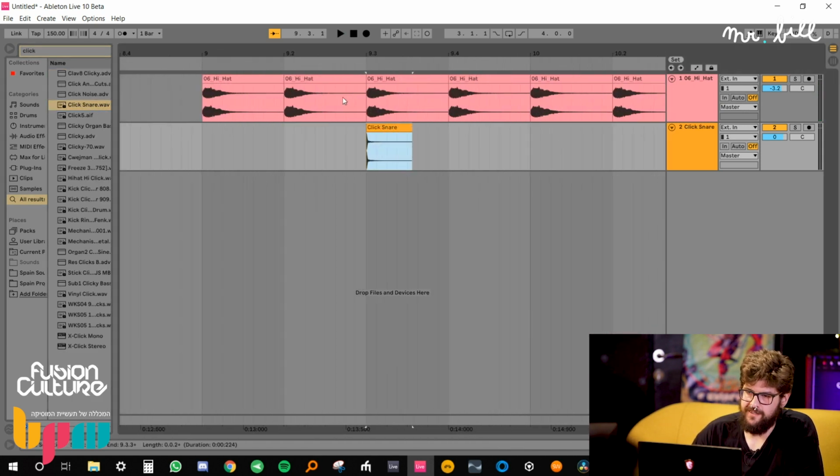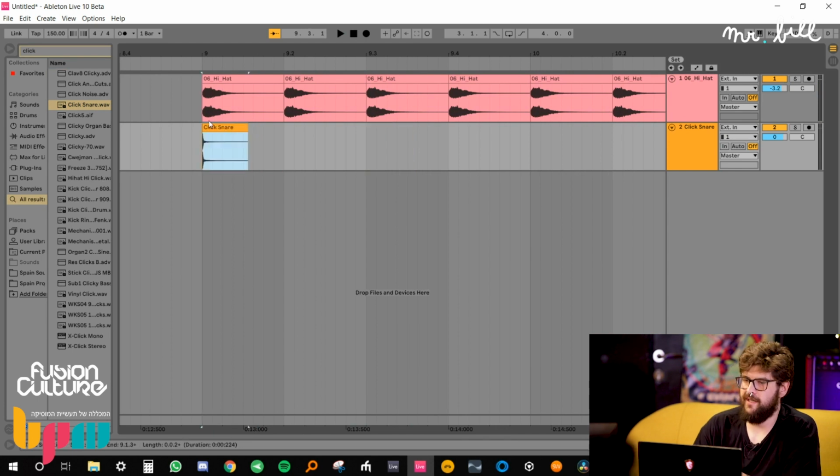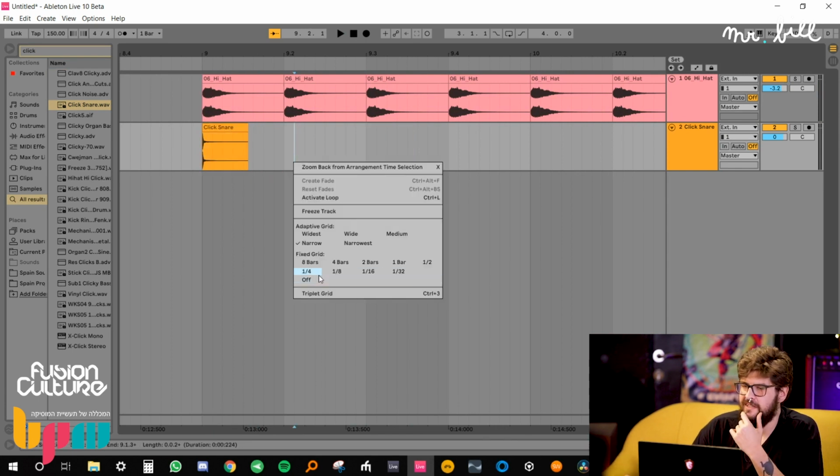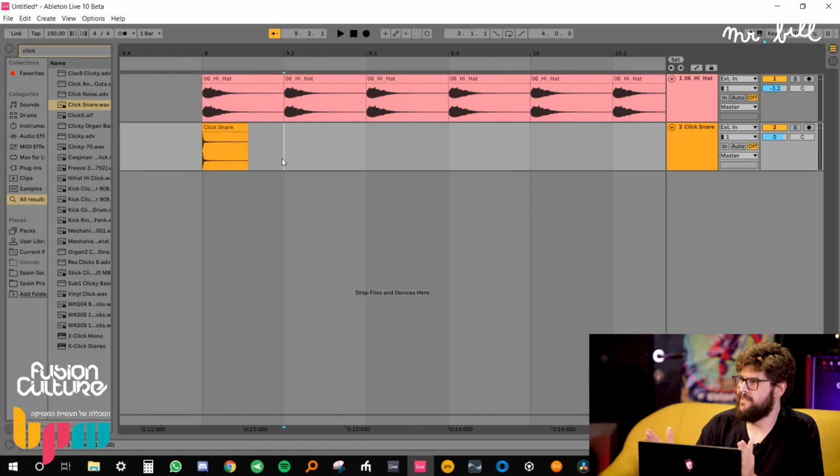And then over the top, let's do a dotted half note, I suppose. So dotted just means the value plus a half. So dotted would be like this.